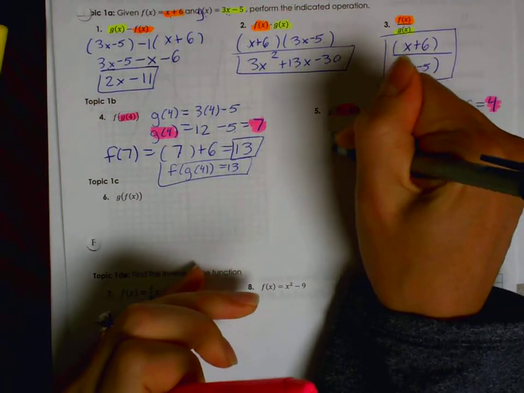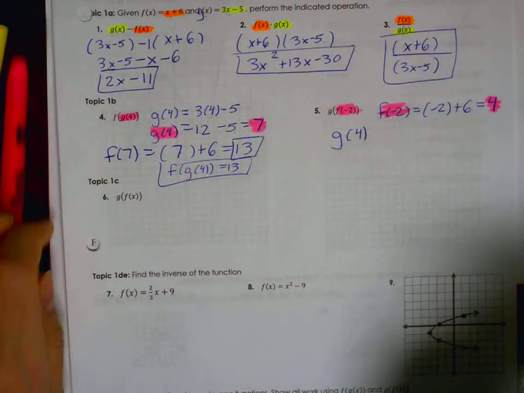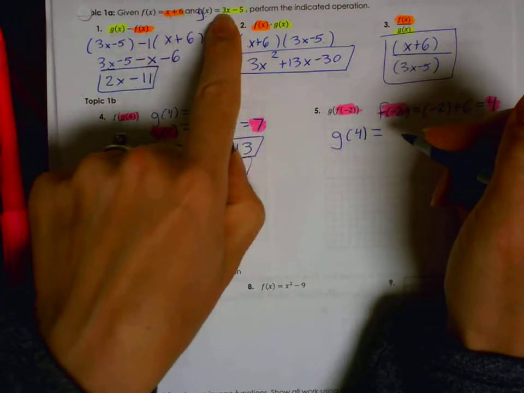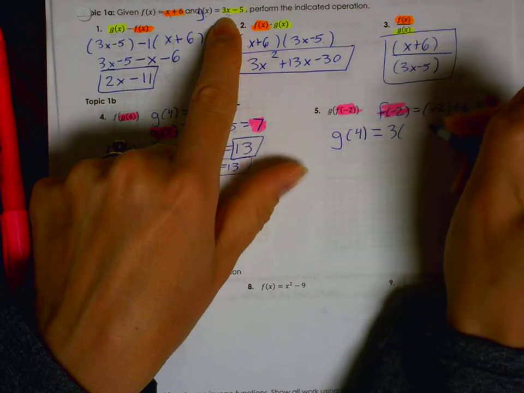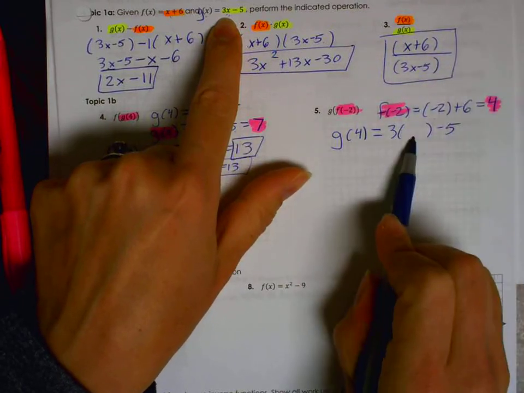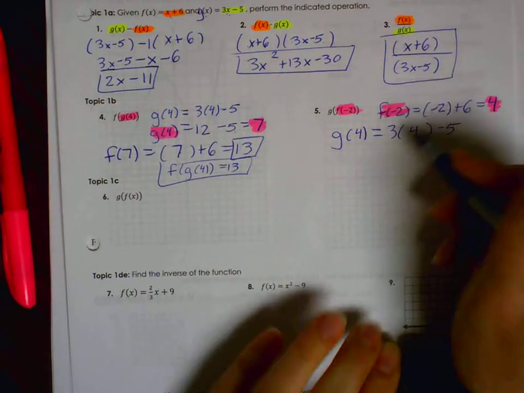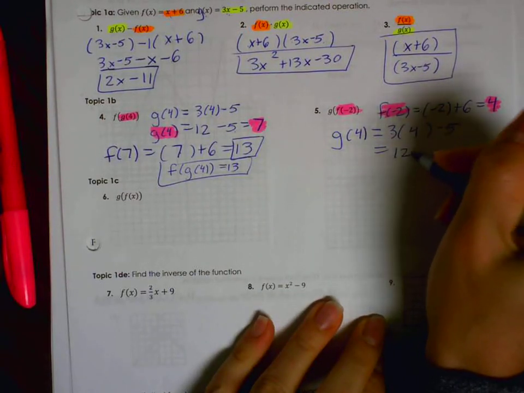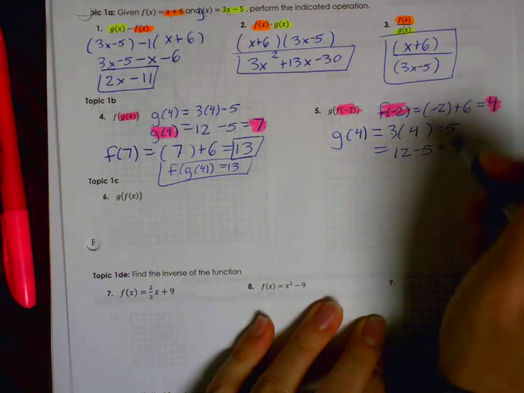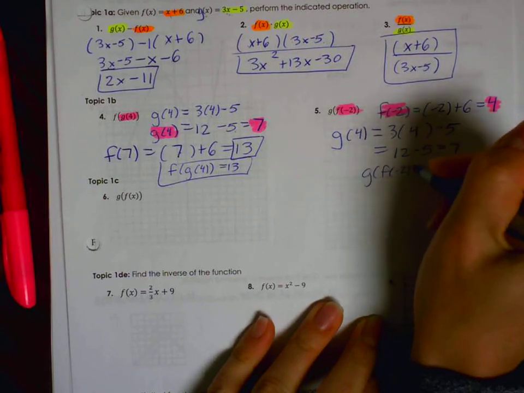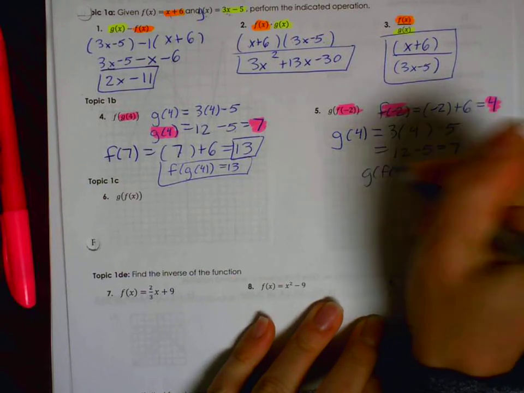So it's going to be g of 4. And now I'm looking at my g function, and I'm going to leave a blank spot where there's an x, because I'm taking out the x and I'm replacing it with 4. Put that in, I get 3 times 4 is 12, minus 5 is 7. So that means g of f of negative 2 is 7.